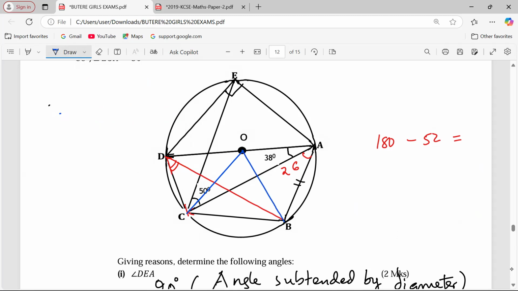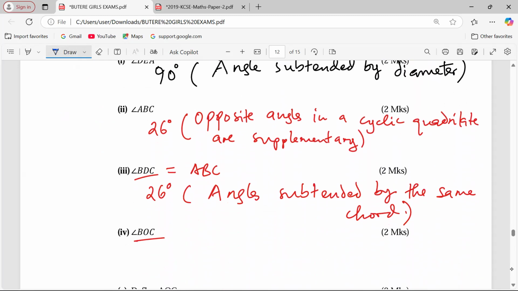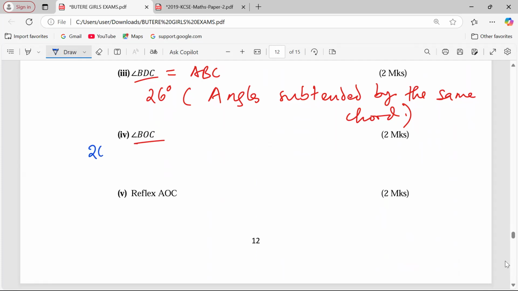BOC shall be this angle. Looking at that angle, it has been produced at the center of the circle, and again it has been produced by a chord, which is BC. Now, BC is producing an angle at the circumference, which is 26, and at the center it produces another angle. What is the relationship between those two angles? So we need to say the angle is going to be 26 by 2, giving us 52 degrees.